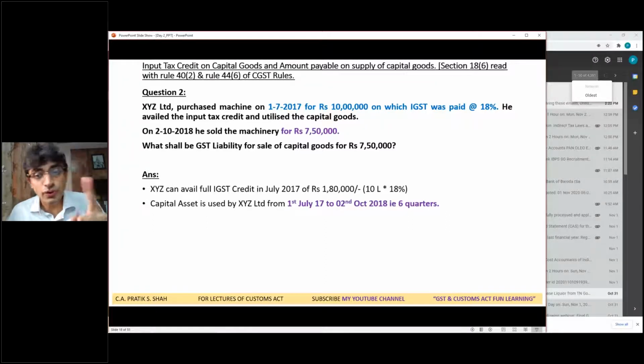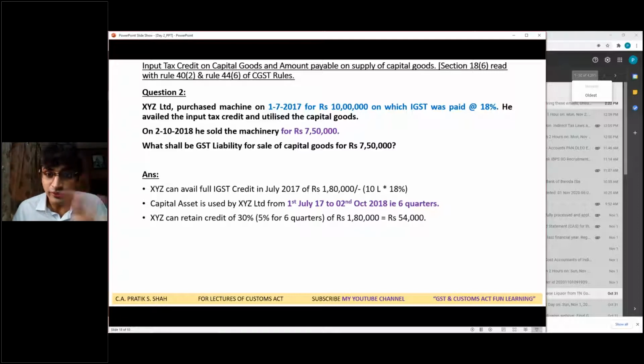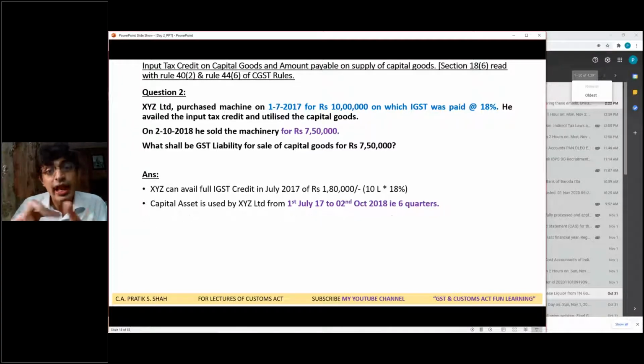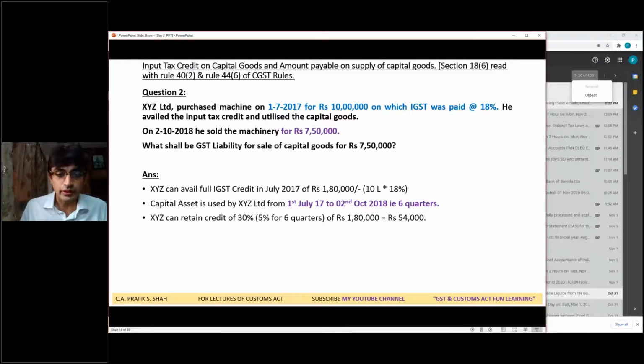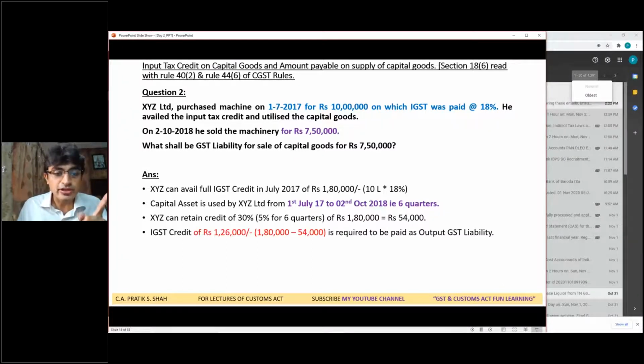Capital asset is used from 1st July to 2nd October. Means how many quarters? Count is financial year wise. From 1st July to 31st March, 3 quarters. April to June, 4th quarter. And July to September, 5th quarter. And 2 days of October, 6 quarters. We have used it for 6 quarters. So out of 20 quarters, we have only used for 6 quarters. So 54,000 shall be allowed and balance 1,26,000 I am required to pay.